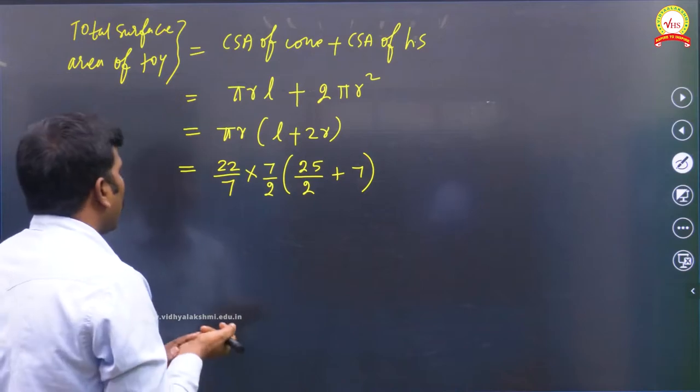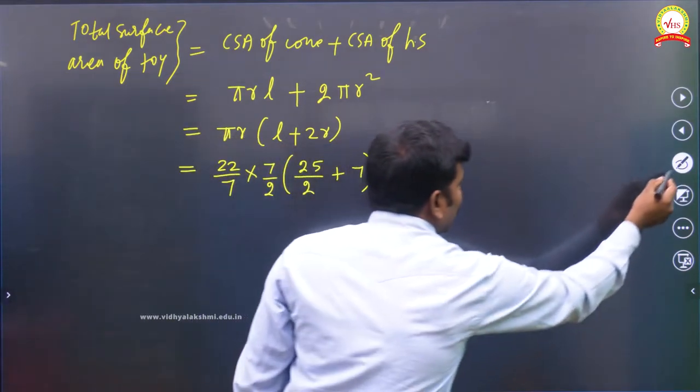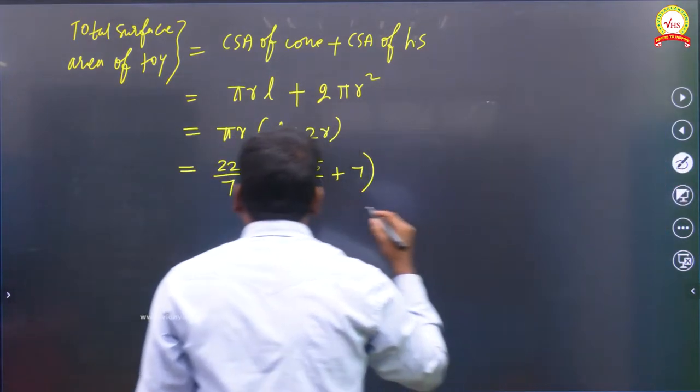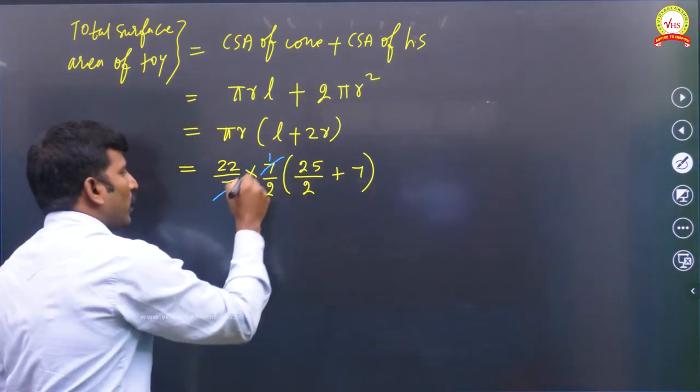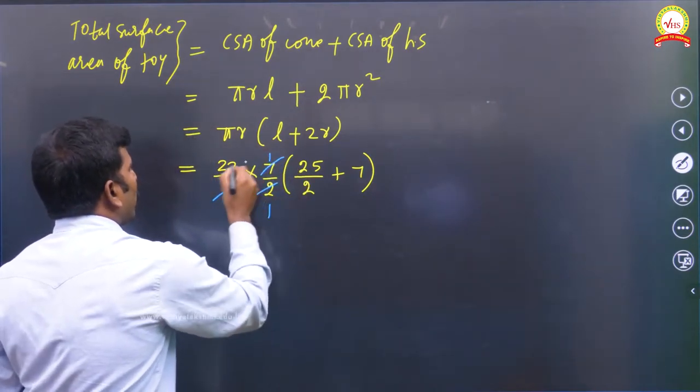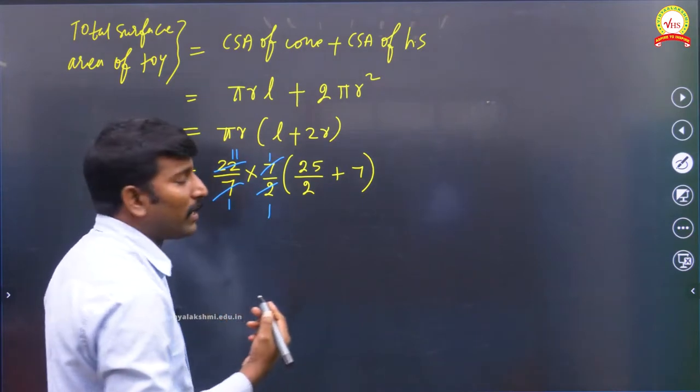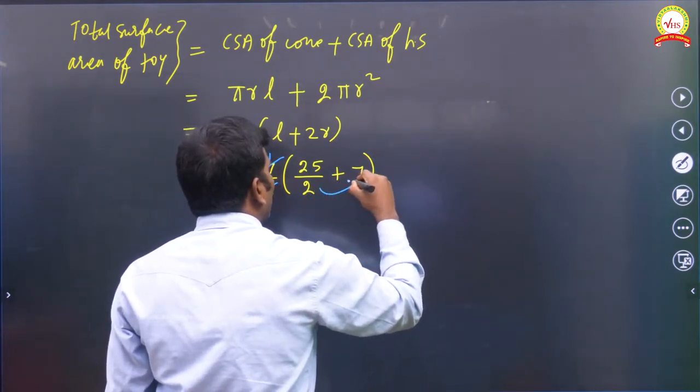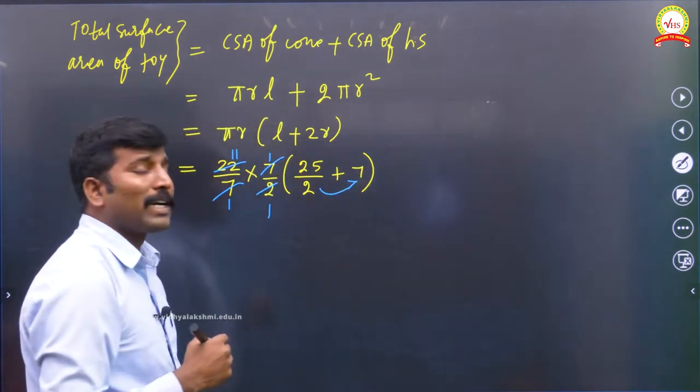Now you see children, here what things are cancelled? You just do it. Here the 7 cancelled one time. And here 1 2s are 2, this will be 11 2s are 22... nothing. And inside it is not cancelled, so you take cross multiply.